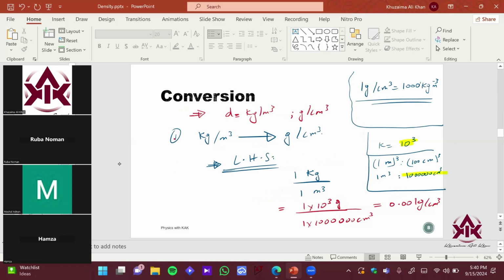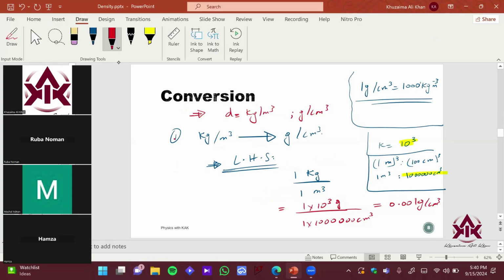Why have you written 1 meter cube is equal to 1 followed by six zeros centimeter cube? If the length is L, then this is also L, and the dimensions are the same, right? Similarly, 1 meter is equal to 100 centimeters, right? Can you remember this?